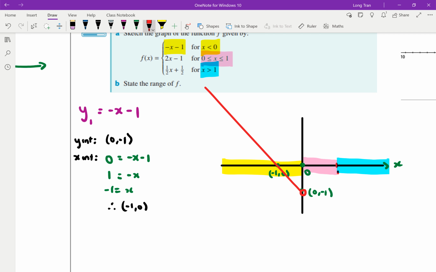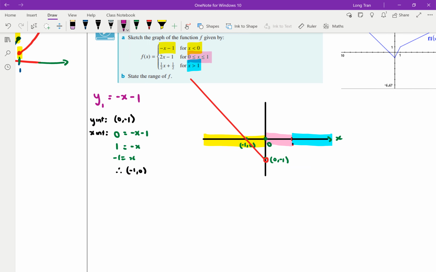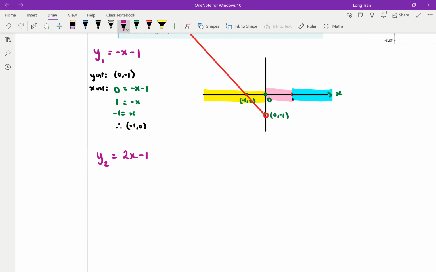I'm done, okay? Then you go into your second graph. So we go to our second graph, same thing, y2. And our second graph is 2x minus 1. Remember, the domain is from 0 to 1. So again, same thing, to sketch this straight line I need to find the y-intercept and the x-intercept. So the y-intercept clearly is, again, 0, negative 1. Conveniently, it happens to sit at exactly the same point as the previous one, so it nicely fills in.